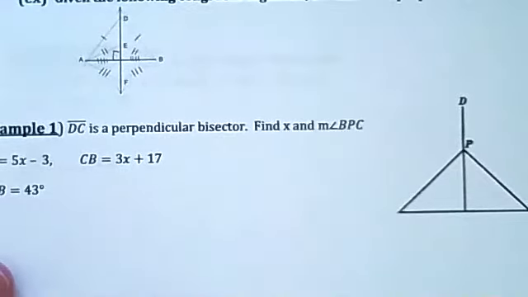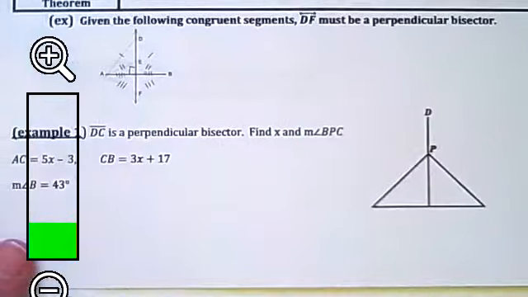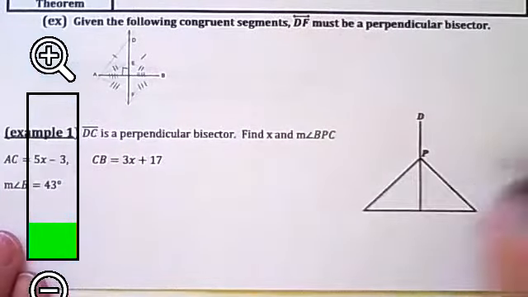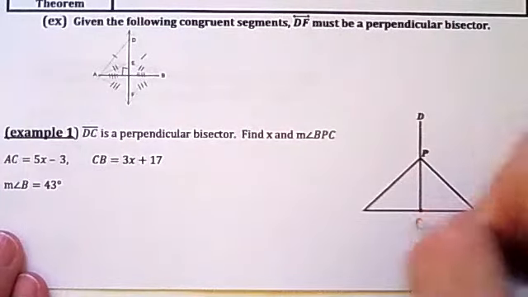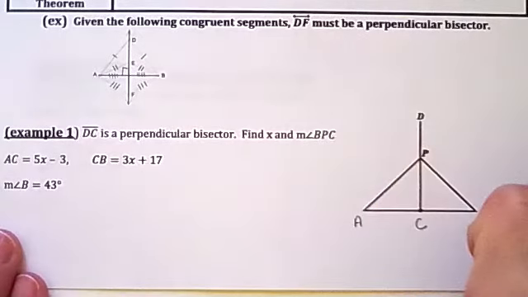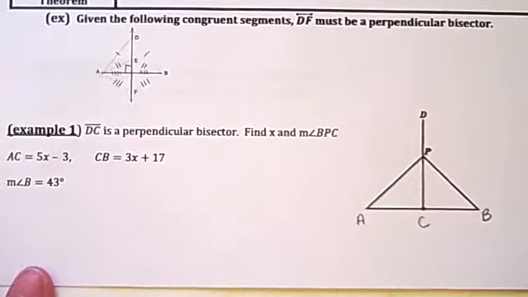Although I just realized my letters got cut off here. Okay, so it's supposed to be DC. So this is supposed to be C, and this is supposed to be A and B, I think. Yeah. Okay, so it says DC is a perpendicular bisector.